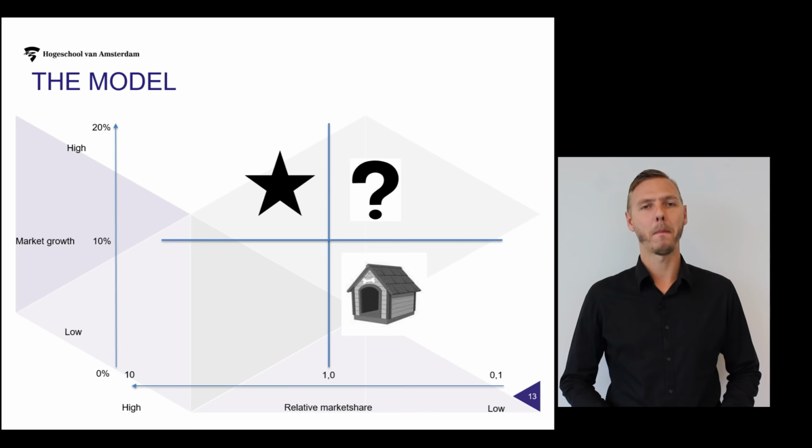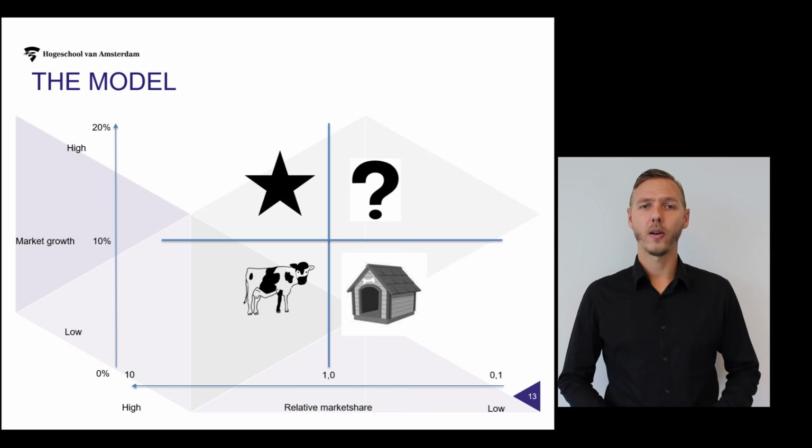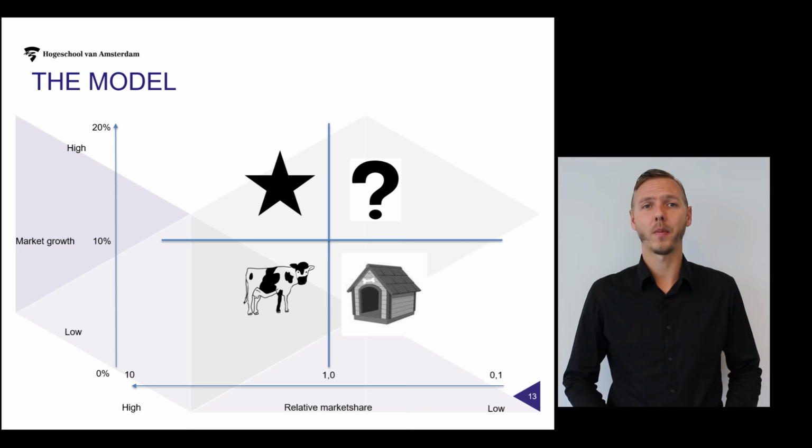Now, in the bottom left corner, we find the cow business, the cash cow business. The name tells you, you can cash out here and milk this cow constantly, because you are market leader, a really comfortable position in a market which is not growing that fast anymore.